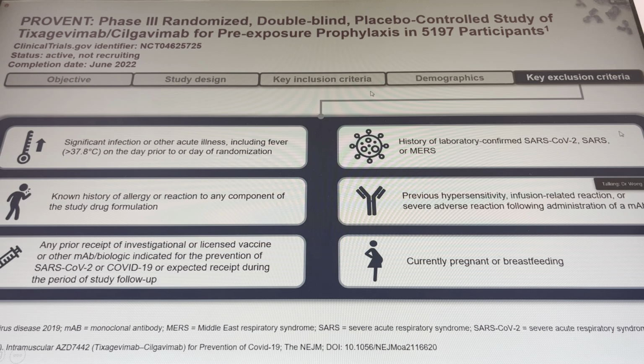Okay, so in terms of the exclusion criteria, I think we've kind of mentioned, but I wish to highlight that when they did the trial, the patients did not have either prior COVID infection or a licensed vaccine against COVID-19. All right, next slide.